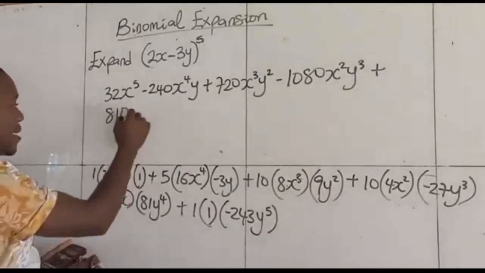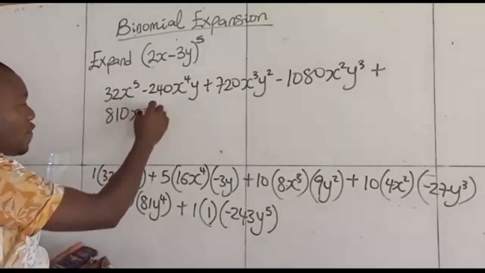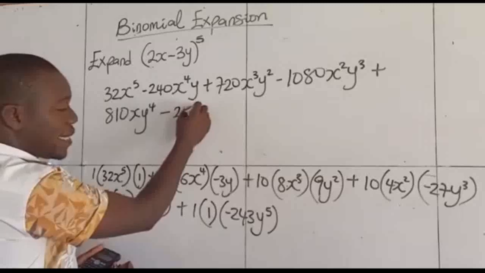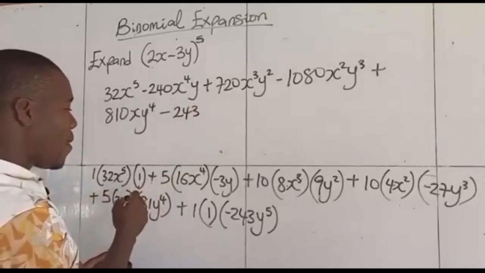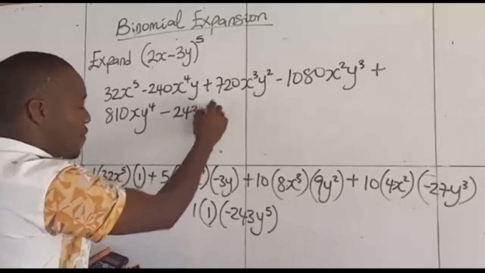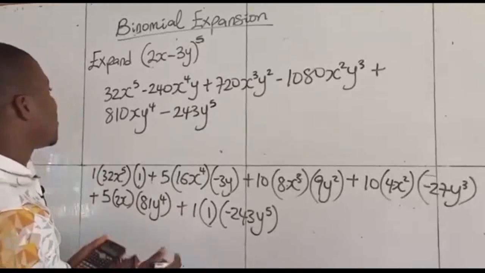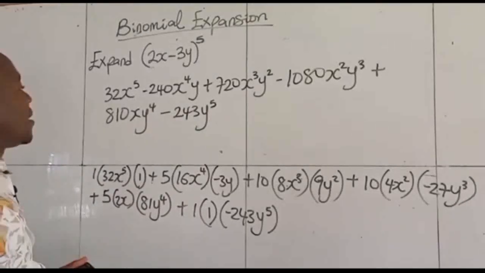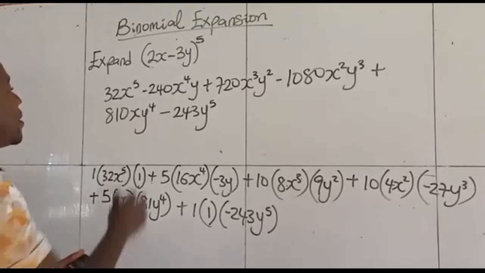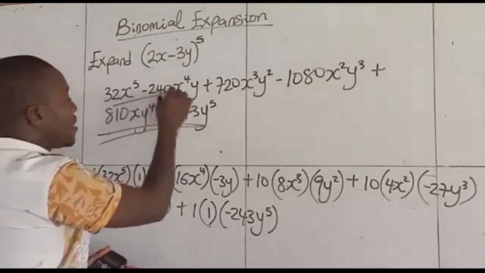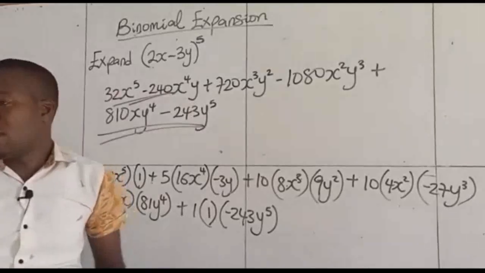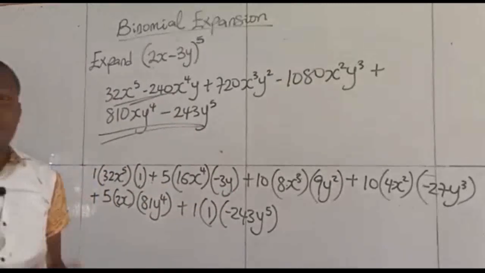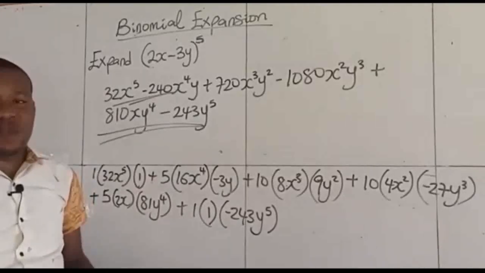810x, and then y to the power of 4, and then minus 243y to the power of 5. All right? So is there any like terms that we can add or subtract? No. So this becomes the answer of this expansion. So we can expand easily using the Pascal's triangle of coefficient of binomial expressions.